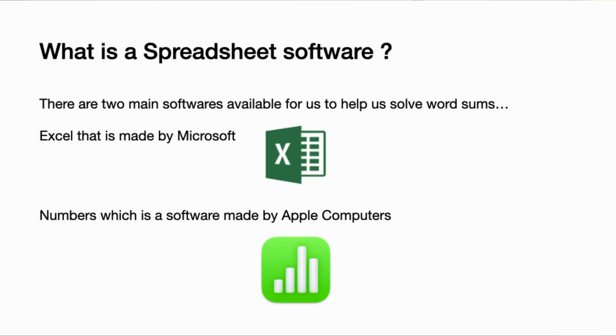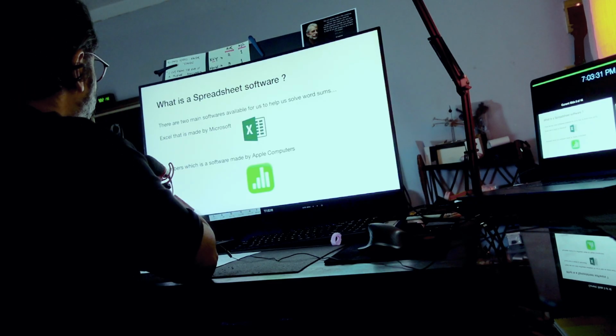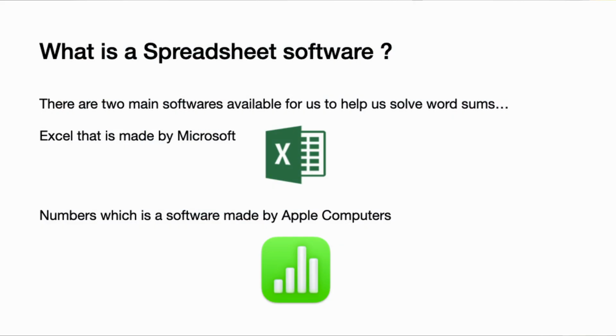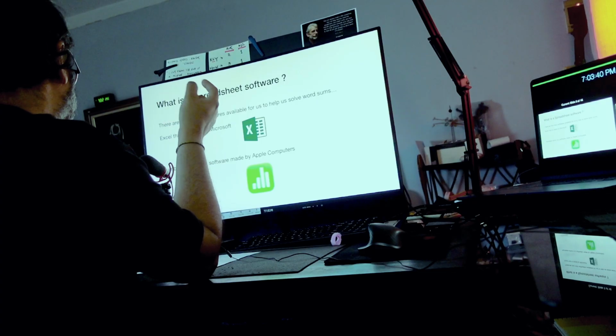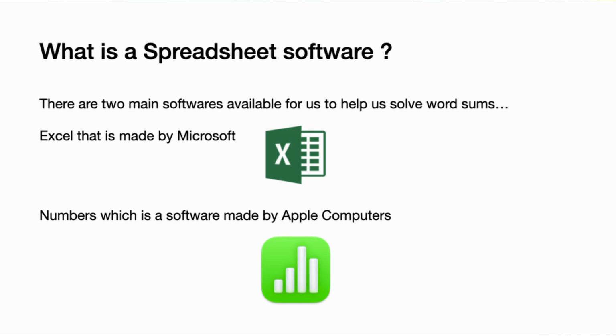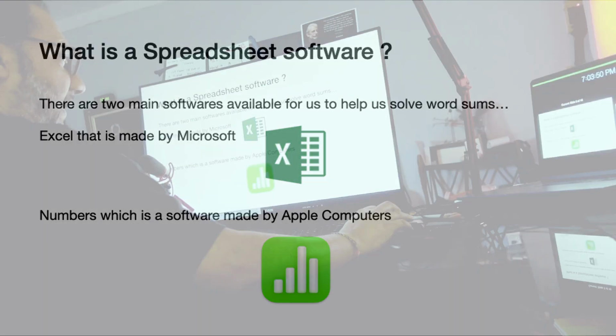First, let's talk about what this spreadsheet software is. There are two pieces of software that we could use. One is known as Excel, and the other is known as Numbers. Because in class we are using all PC computers, we are only going to be using Excel. If we had Apple computers, we would probably be using the Apple version, which is known as Numbers. But we're not using that. We're just using Excel.